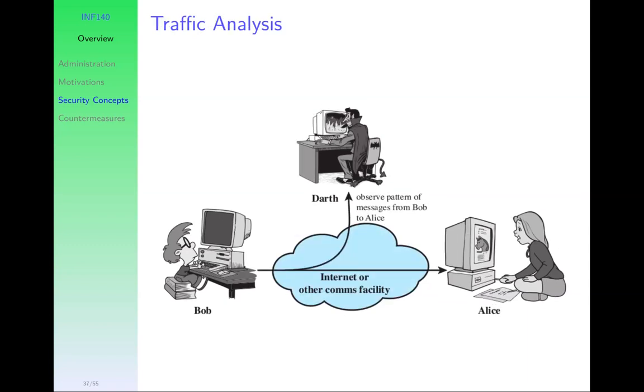For the first two, they are passive attacks. You see whether Eve is present or not, all the traffic from Bob to Alice, from Alice to Bob remains the same.